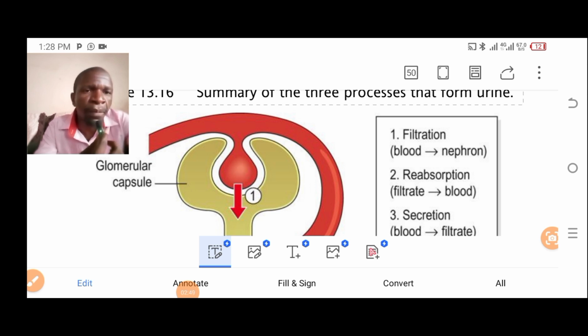And then the Bowman's capsule, or the glomerular capsule, at a certain point becomes the proximal convoluted tubule. At a particular stage it becomes the convoluted tubule. At a particular level it becomes the loop of Henle, right? And also it becomes the collecting ducts which empty into the ureters.